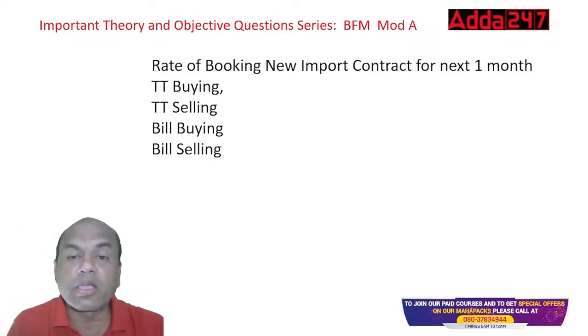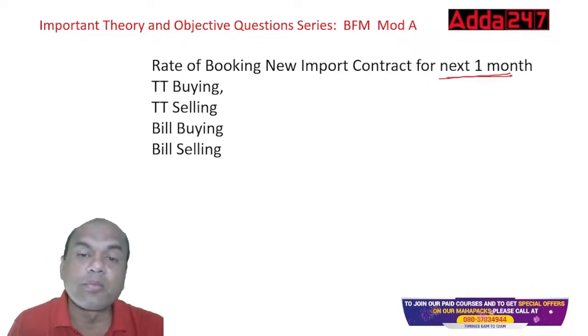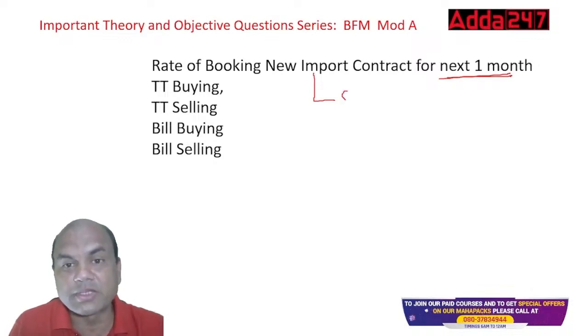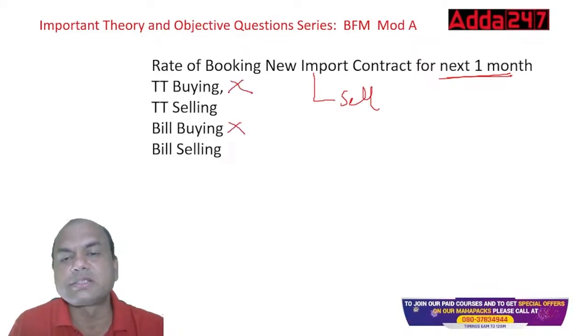Booking the rate of a new import contract for the next 1 month. After 1 month. Okay. Now import. Import means what? Buy or sell? Just now we saw export. Export was buy. So this will be sell. So buy is out. Now TT selling or bill selling.